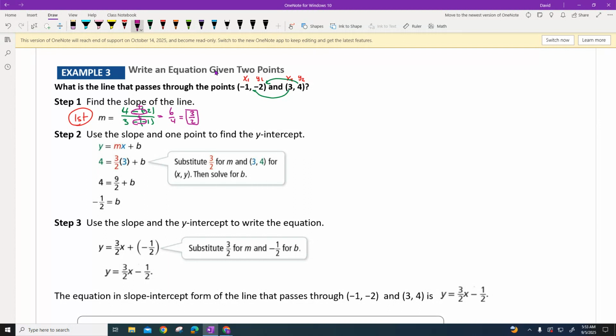Now, the next step is take one of these coordinates. It doesn't matter which one. They picked this one, I can tell right here, because there's a 3 right there where the x goes.